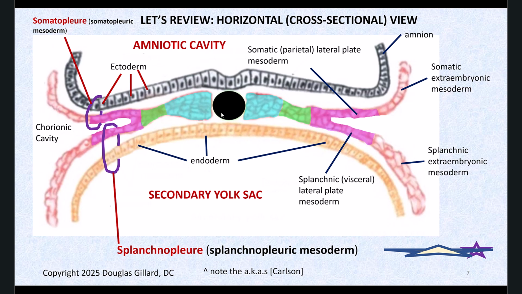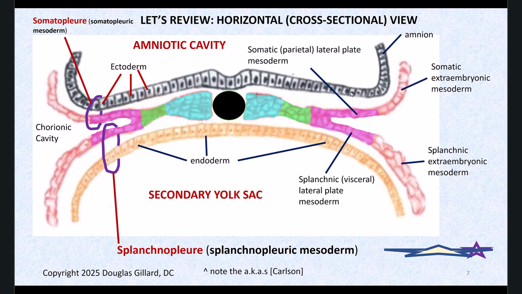Here's a head-on view, an axial view. Remember the AKAs for this type of head-on cut view, because we're really looking from head to toe here as this thing matures. So: HAT, horizontal, axial, transverse, or you could say CHAT, cross-sectional, horizontal, axial, transverse, all AKAs. And here's our tissue. Remember there's our paraxial mesoderm, intermediate mesoderm, and lateral plate mesoderm, split into somatic lateral plate mesoderm and splanchnic lateral plate mesoderm.